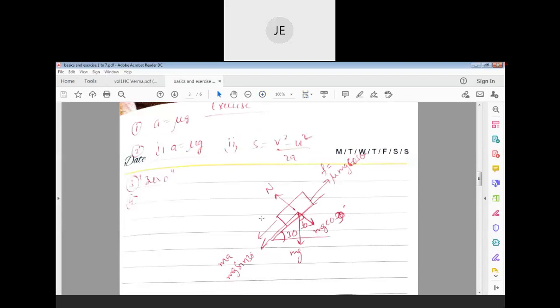See here, this is the block at an angle of inclination 30 degree. So mg is acting vertically downwards, and mg should be resolved into two components: mg cos 30 perpendicular to the incline, mg sin 30 along the incline. mg cos θ, mg sin θ.